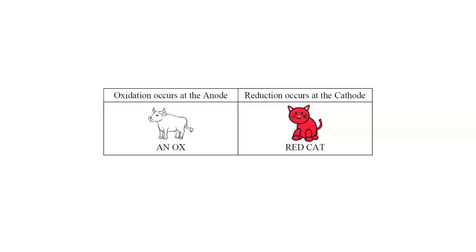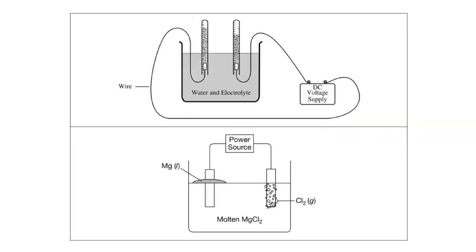Now let's take a look at the diagrams that go along with question 2 in the packet. In the top diagram, we see a container, and inside the container is water and an electrolyte.